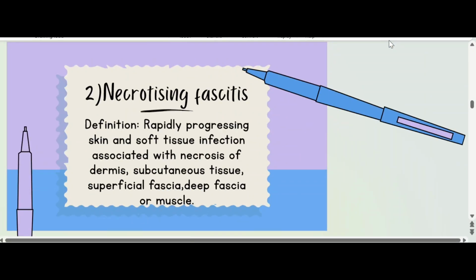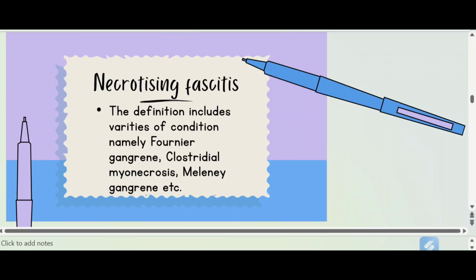Coming to necrotizing fasciitis. So what is necrotizing fasciitis? It is a rapidly progressing skin and soft tissue infection associated with necrosis of dermis, subcutaneous tissue, superficial fascia, deep fascia or muscle. So the definition of necrotizing fasciitis includes varieties of conditions, namely Fournier's gangrene, or we can see clostridial myonecrosis also, gas gangrene, then Meleney's gangrene.